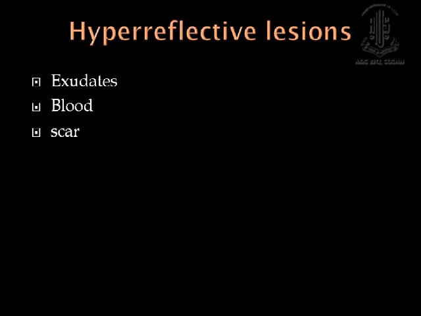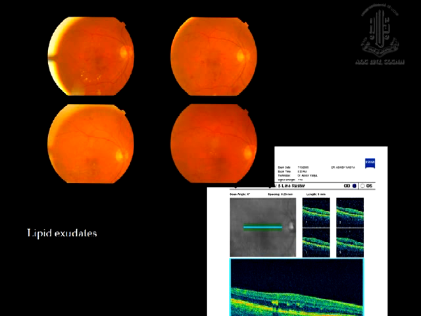Whenever we talk about macular edema, one can have certain lesions in the retina. These lesions can be exudate, blood or a scar. If you see over here, as Dr. Dubey showed, this patient has lipid exudates, which can be seen as focal areas of hyperreflectivity.